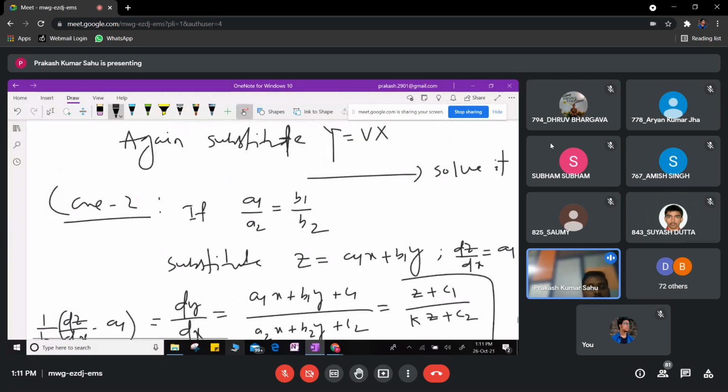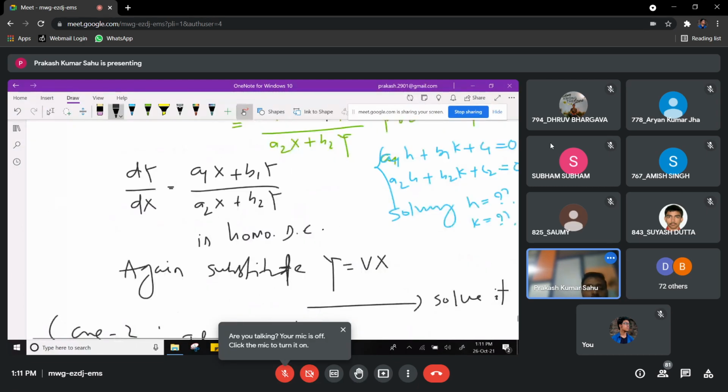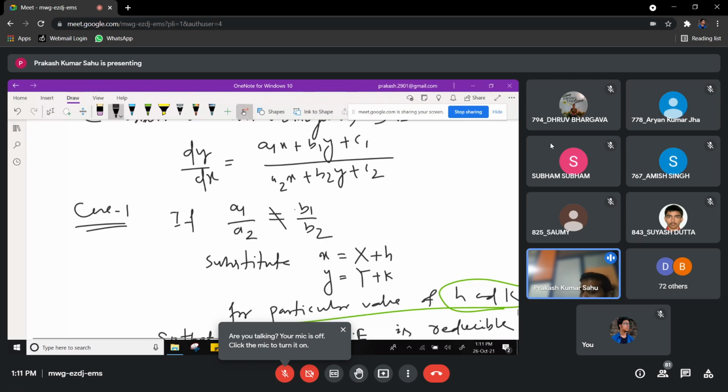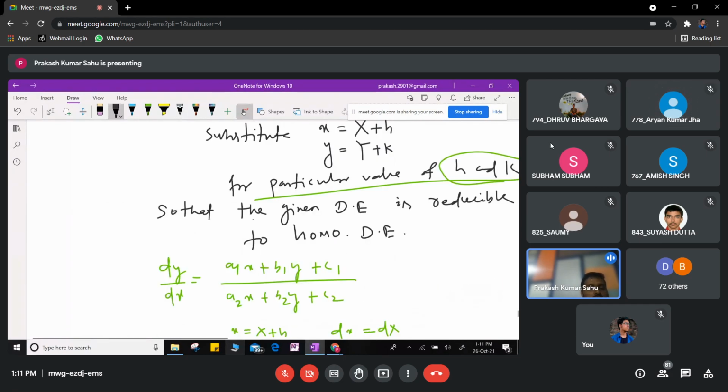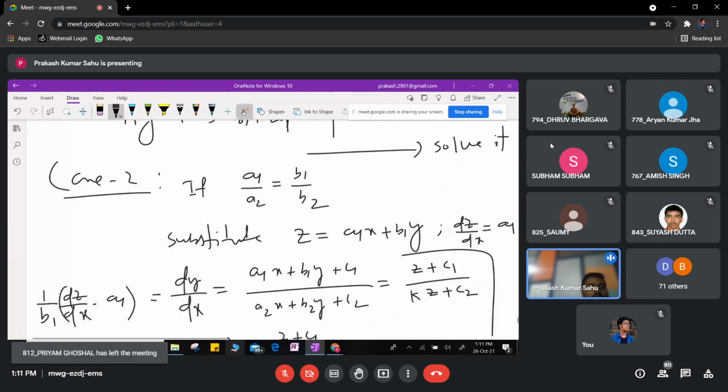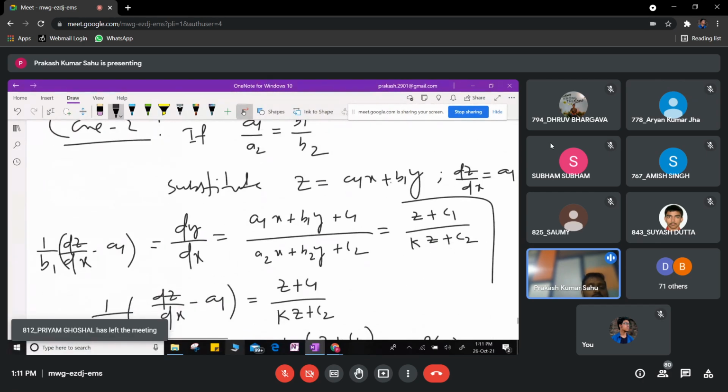Here one thing you remember. In the first case, if a1 by a2 is not equal to b1 by b2, then the non-homogeneous differential equation is reduced to homogeneous, then homogeneous is reduced to separable. Yes or no? But in case 2, if a1 by a2 is equal to b1 by b2 and you substitute z is equal to a1x plus b1y, it reduces directly to separable. This non-homogeneous equation is directly reducible to separable form, without first going through homogeneous. Understood or not?